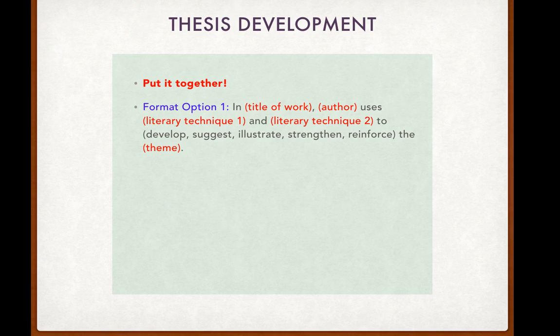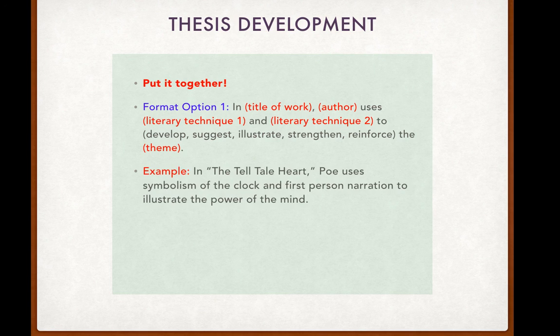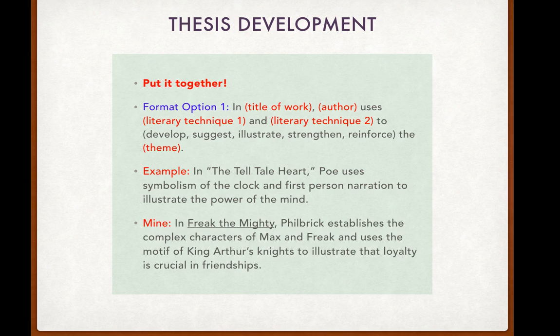Then I have to put it all together into a thesis statement. So here's a format idea: in the title of the work, blank author uses literary technique 1 and literary technique 2 to pick one of these words, develop, suggest, illustrate, strengthen, reinforce the theme. So here's an example. In The Telltale Heart, Poe uses symbolism of the clock and first-person narration to illustrate the power of the mind. And here's my example. In Freak the Mighty, Philbrick establishes the complex characters of Max and Freak and uses the motif of King Arthur's knights to illustrate that loyalty is crucial in friendships.